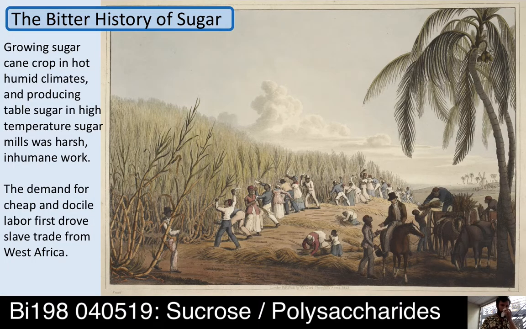Okay, so growing sugarcane is actually a pretty labor-intensive, kind of nasty bit of work. It was hot. And working in those mills was pretty gnarly work, and so this is what was really driving the slave trade: this demand for cheap and docile labor.